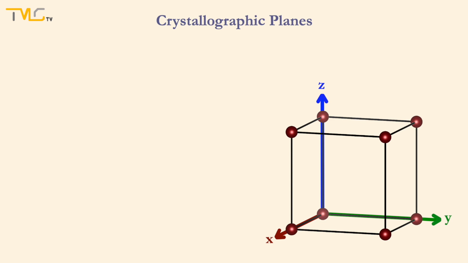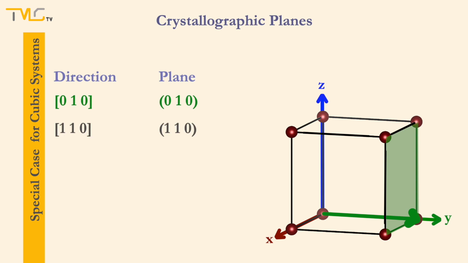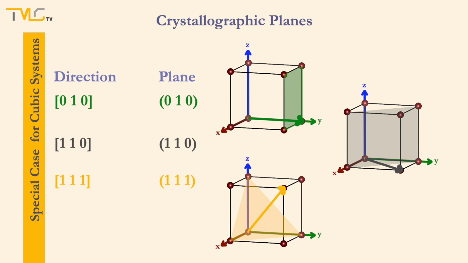Before wrapping up this video, we will mention one specific case for cubic structures. In a cubic structure, a crystallographic direction and plane with the same indices will be perpendicular to each other. This is a very special case, only seen for the cubic crystal system due to its dimensional and angular properties. With that said, we have reached the end of this video.